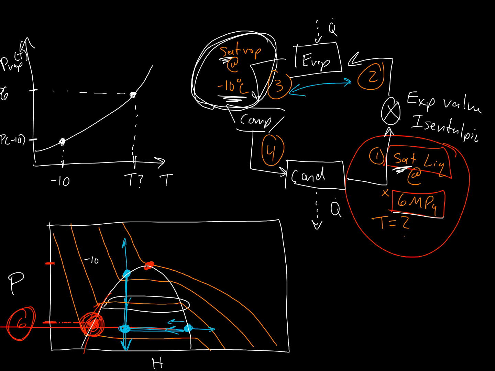Lastly, just to wrap this up, let me label these, so this doesn't get confusing after a bit. This is saturated liquid at 6. Okay, this is 1, this is 3, this is 2, and then some point 4, we don't know where it is yet.